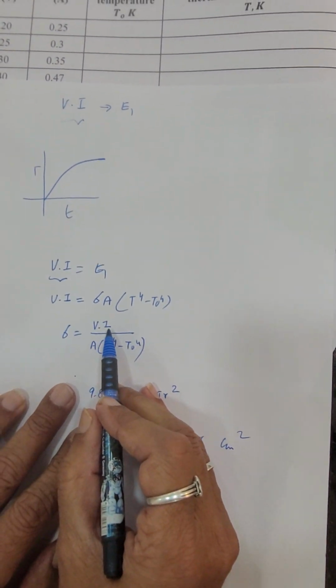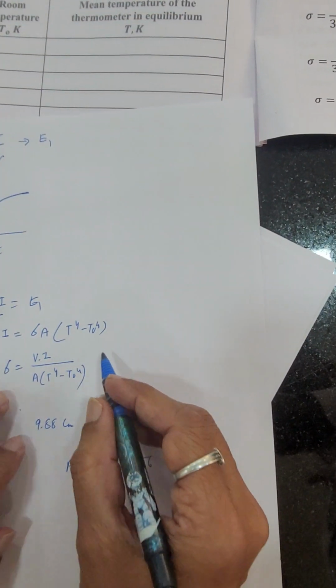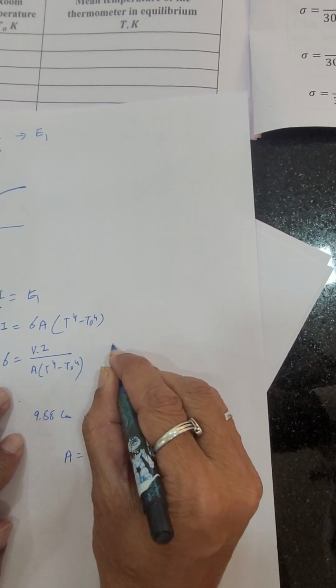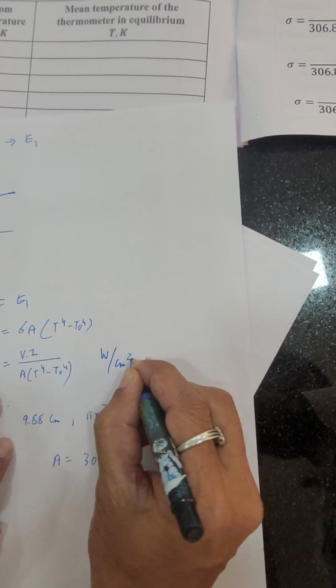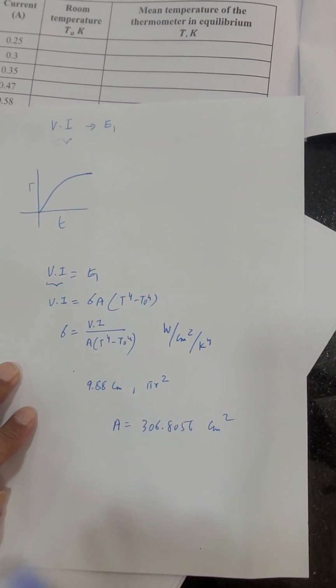Area is known, T is known, T naught is known, V is known, I is known. You can calculate Stefan's constant. Now, the MKS unit of Stefan's constant is watt per centimeter square Kelvin raised to 4, and we are going to calculate Stefan's constant in CGS unit.